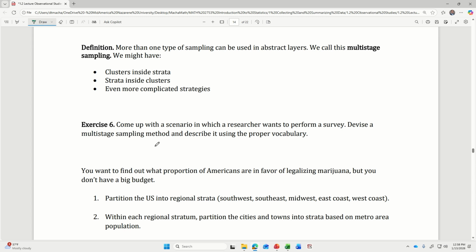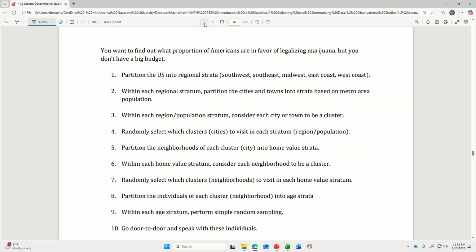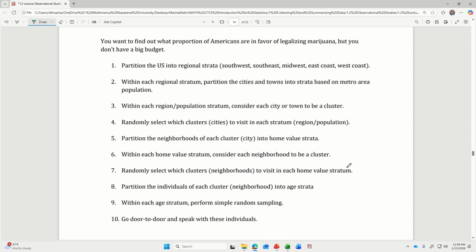Okay, multi-stage sampling. If we have a layered type of sample where we do more than one strategy, we call this multi-stage sampling. So exercise 6 on your homework says, come up with a scenario in which a researcher wants to perform a survey. Devise a multi-stage sampling method. So I gave you an example here. And this might sound a little bit crazy, but this is the way that a lot of things work. Actually, if you've got a population as large as the United States, where we've got like 300 million people to survey, maybe this is what you do.